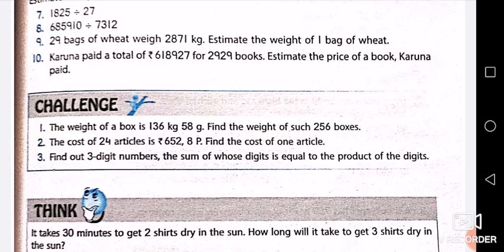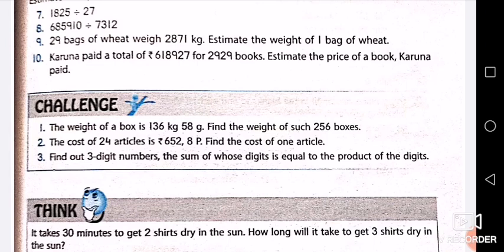I hope this question 10 is clear. Okay, let's revise this question 10 once again. What will be the total number of books? Estimated total number of books, you are going to tell me. That is 3000. And what will be the total money paid for 3000 books? Yes, that's correct. That is 6 lakh.